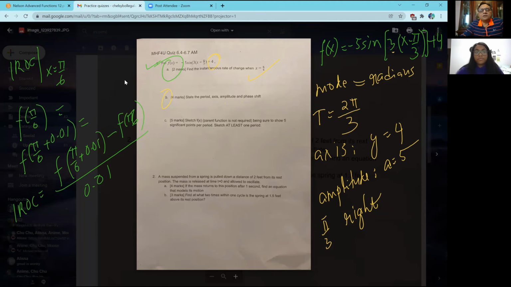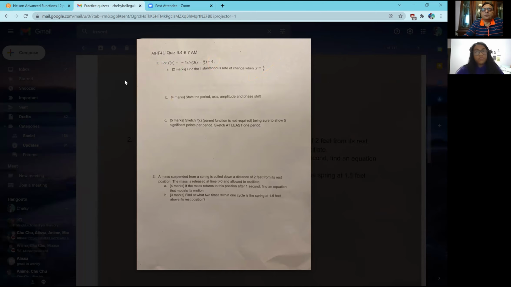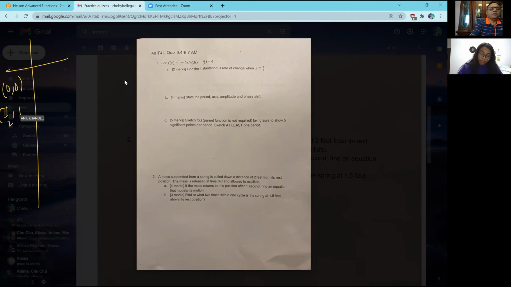Is it okay? So let's try to sketch it. I'll erase all this and we'll see how do we sketch this particular function. Now, a couple of ways. One is you could take special points, which you know of sine function. And these 5 points normally are 0, 0. And then we have pi by 2, 1. Pi, 0, correct? 3 pi by 2, minus 1. And 2 pi, 0.